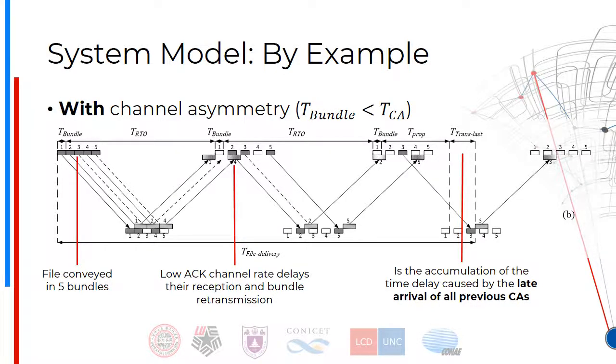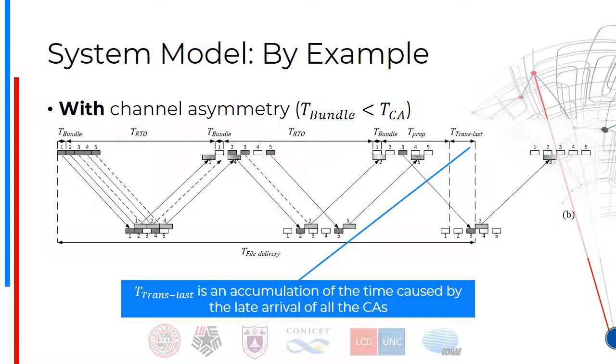If we again measure the time of the bundle, time of RTO, time of the bundle, time of RTO, and then time of the bundle and time of propagation, this TTransLast parameter in the end is also going to measure the delay, including the time of the channel occupancy of the custody acceptance packet, which is what we're seeing here. This is what we will try to model in order to get an accurate estimation of the overall file delivery time in this type of scenario. So basically, as we mentioned, TTransLast is an accumulation of the time caused by the late arrival of all the custody acceptances.